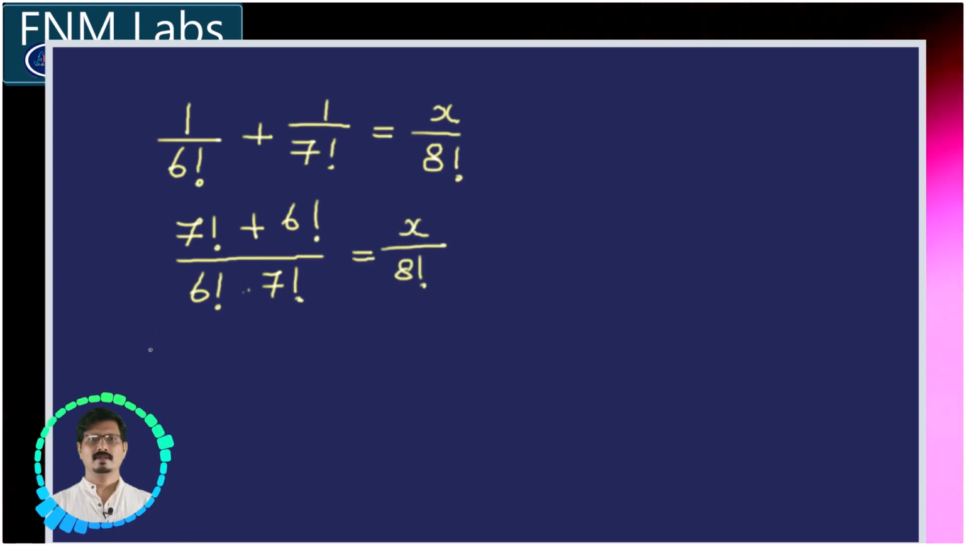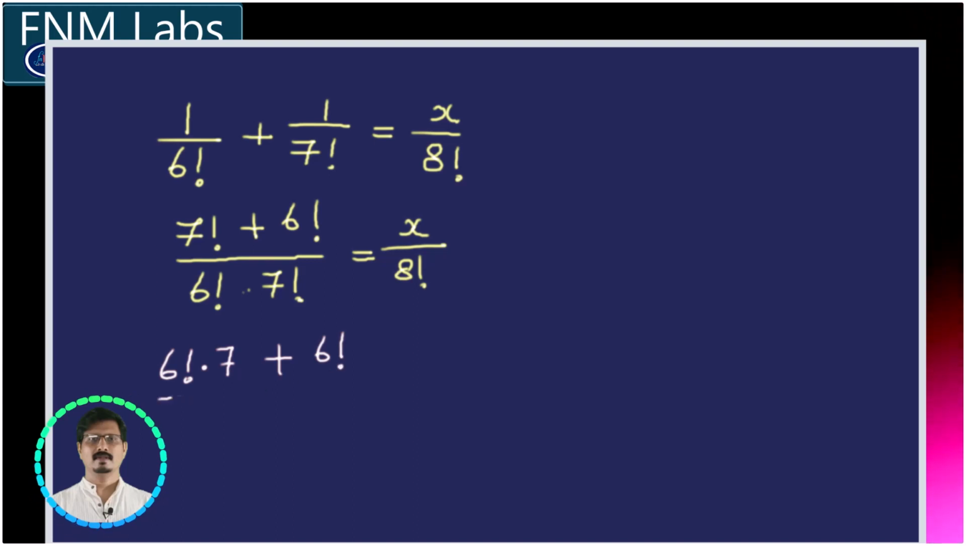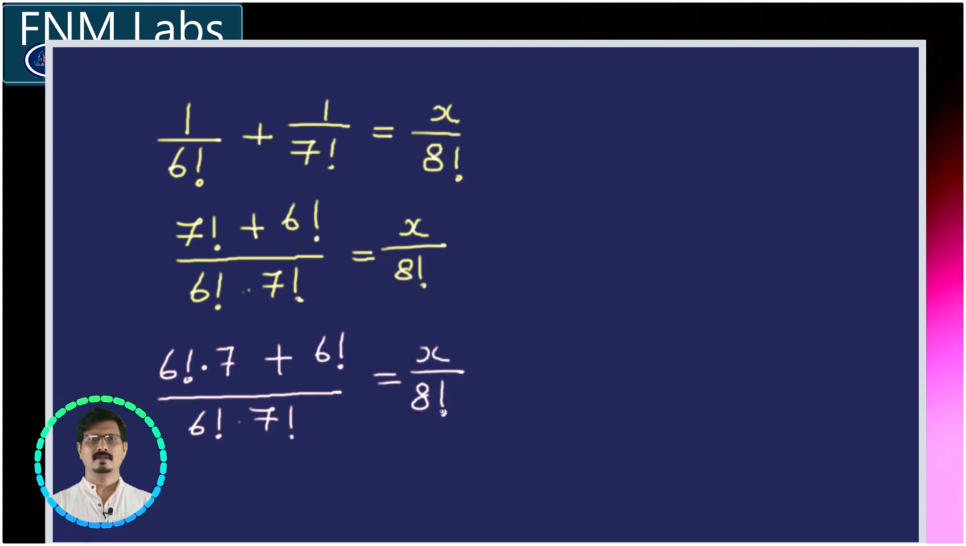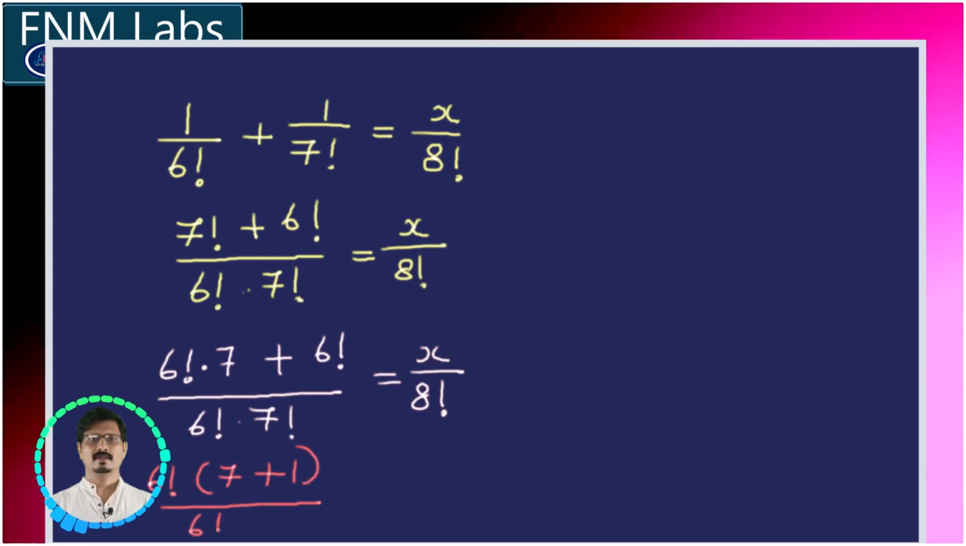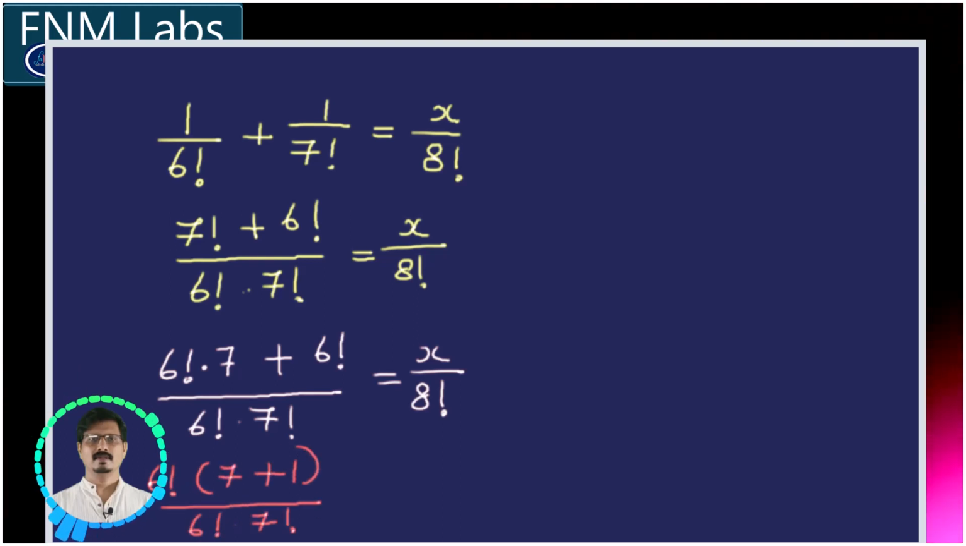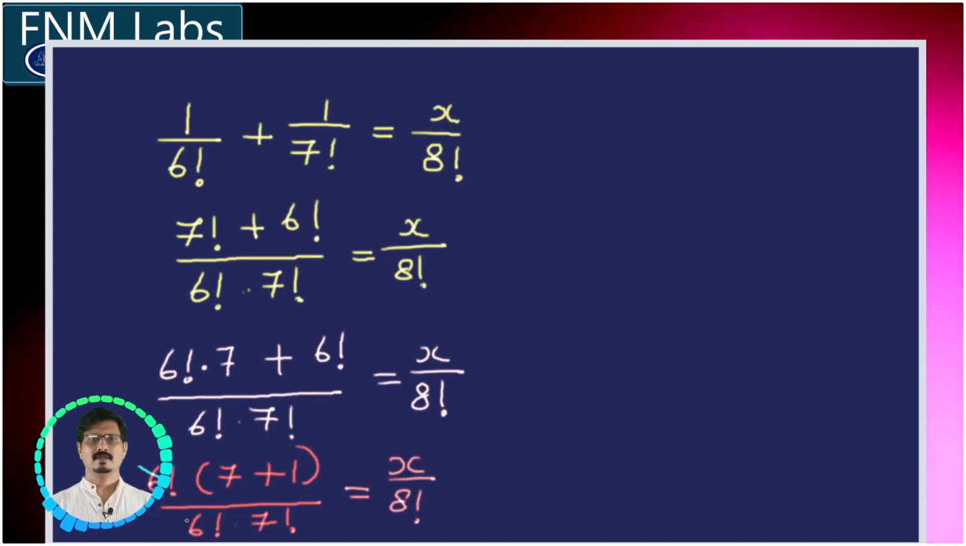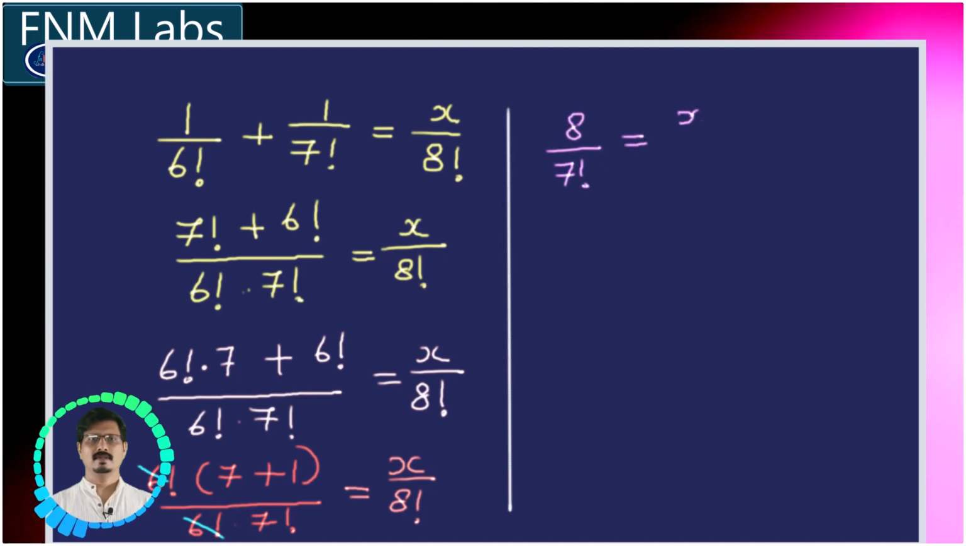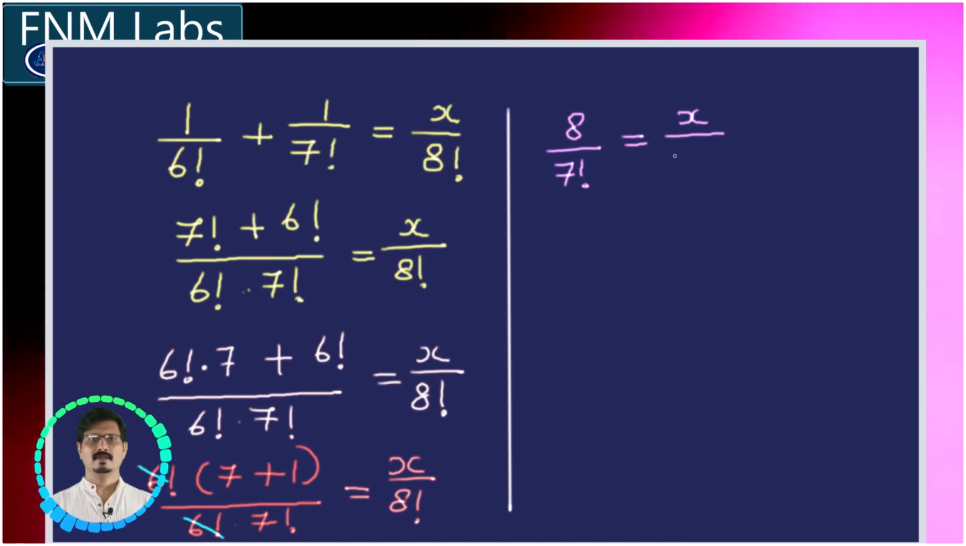Now 7 factorial can be written as 6 factorial into 7. So it becomes (6 factorial into 7 plus 6 factorial) divided by 6 factorial into 7 factorial. That is equal to x by 8 factorial. So here 6 factorial is common and can be taken outside, and that can be cancelled with the 6 factorial in the denominator. So what we get is 7 plus 1, that is 8 by 7 factorial, is equal to x by 8 into 7 factorial.